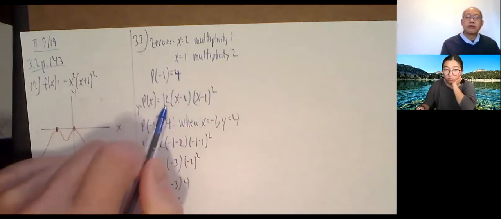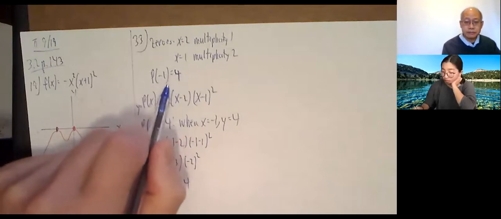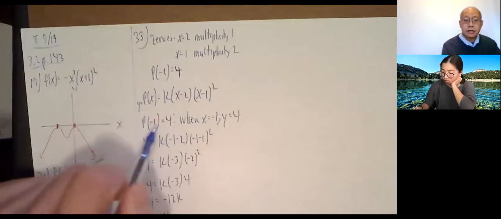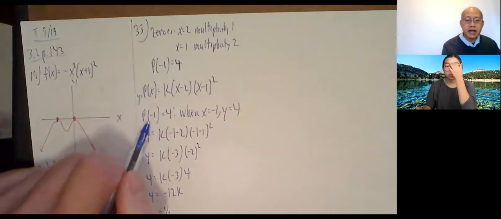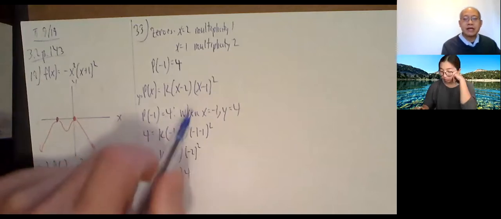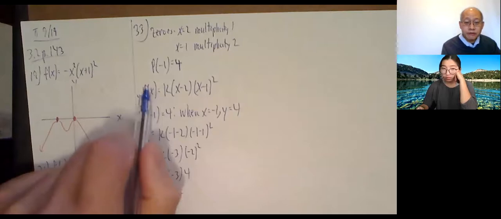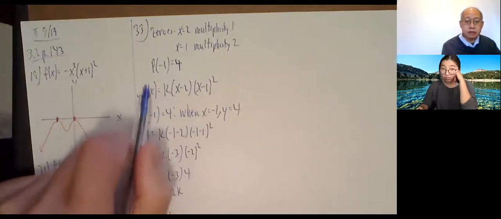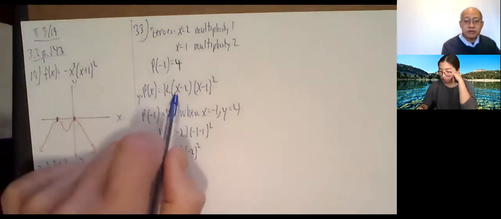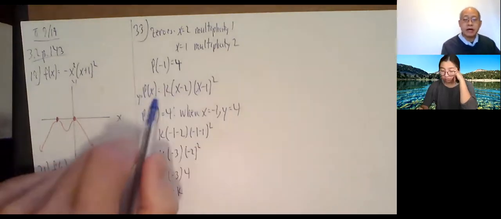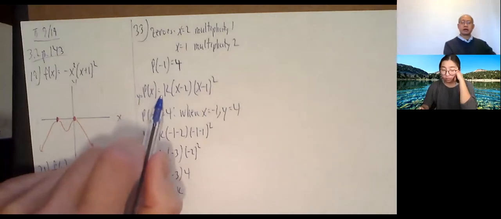Okay. So now, how do I find out what is the k? That's where I plug this stuff in. So the rest of the problem says p of negative 1 equals 4. That means when x equals negative 1, y equals 4. So I put 4 right here. Remember, that's the same as y equals. 4 goes here, negative 1 goes there, negative 1 goes there, and then algebraically solve for k.